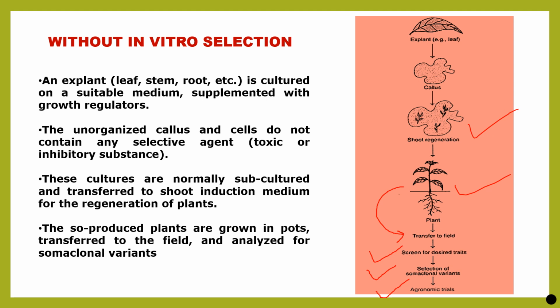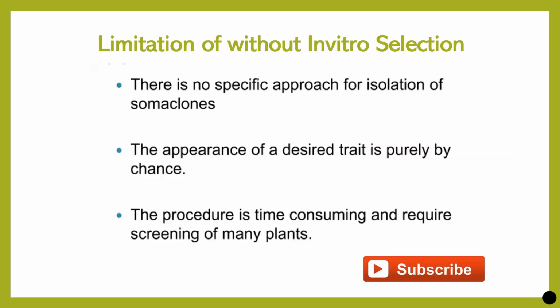We are not using any kind of selective agent here. Now let's see what are the limitations of without in vitro selection. There is no specific approach for isolation of somaclones, as we are not using any specific toxic agent, or checking any specific microorganism for resistance in the plant. So we are not so sure what kind of variation the plant has.